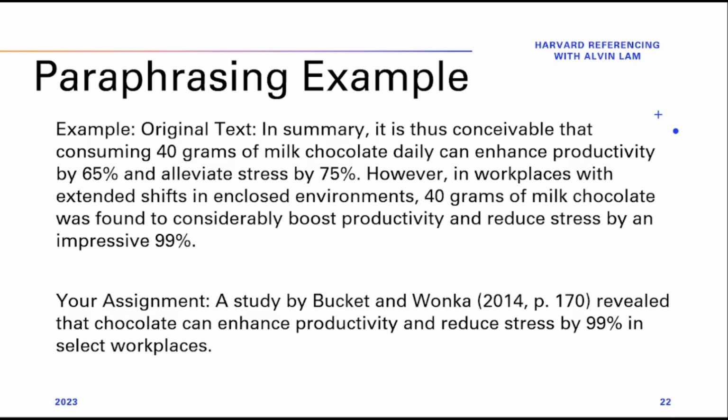Now let's take a look at the paraphrasing example. Let's say you have an original text like this: "In summary, it is thus conceivable that consuming 40 grams of milk chocolate daily can enhance productivity by 65%," and so on and so forth. When you paraphrase, it will actually read quite differently, but with the same meaning. So your assignment could say: a study by Bucket and Woka, the year of that publication, page number 170, close bracket, reviews that chocolate can enhance productivity and reduce stresses by 99%.